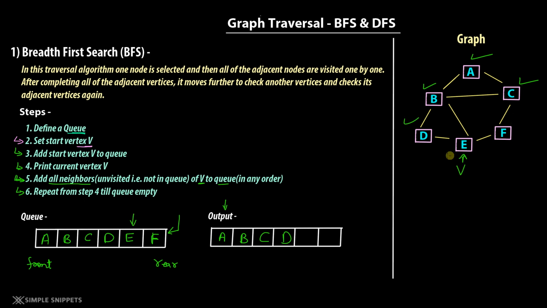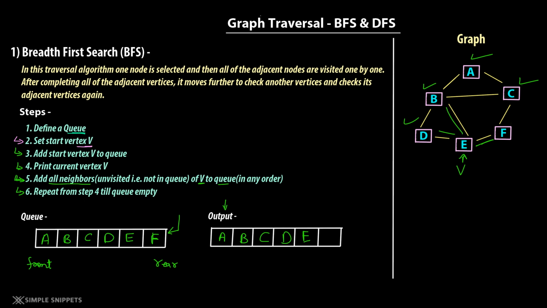Then you come at E. Again the same process. You'll print E and check all the neighbors. The immediate neighbors of E are B, D and F. All of them are there in the queue and some of them are already printed, so you don't have to add anything extra. This is where the programming comes into place to check whether things are there in the queue and the output, and then you determine which neighbor is supposed to be added in the queue or not.